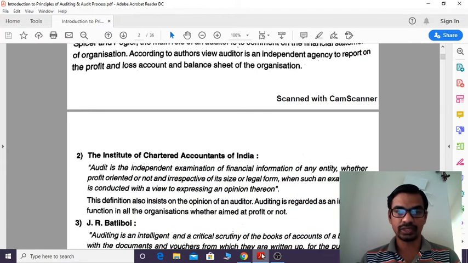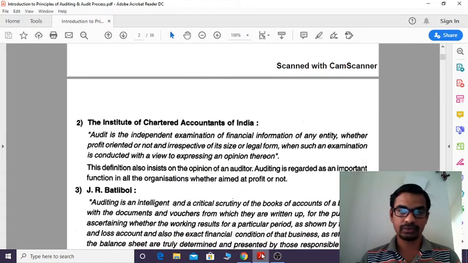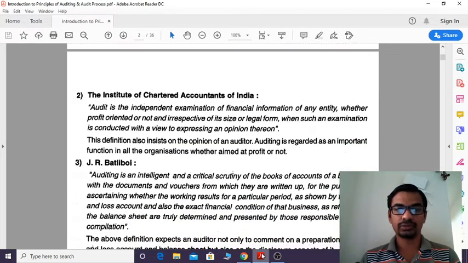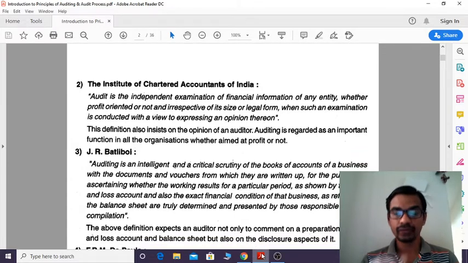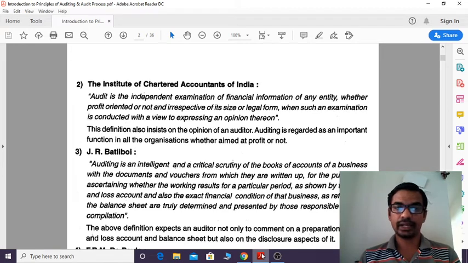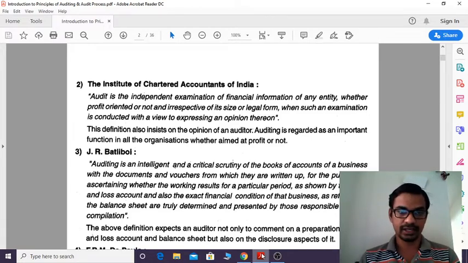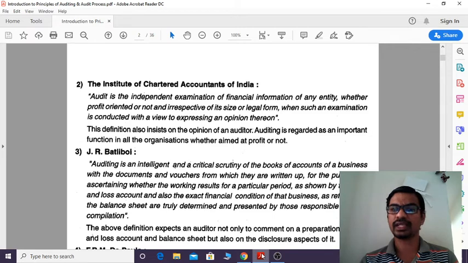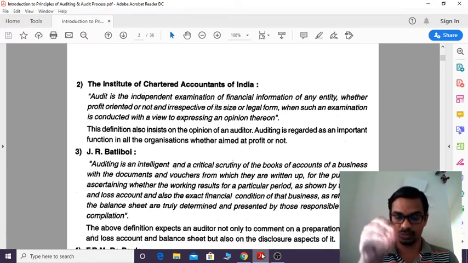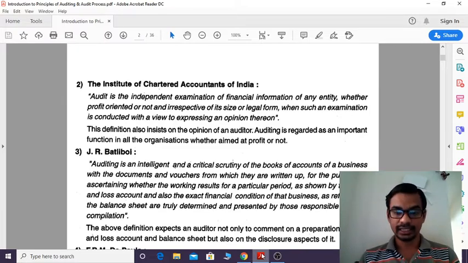They have given definitions of auditing. The most useful definition is mentioned by the Institute of Chartered Accountants of India. What is that? Audit is the independent examination of financial information of any entity, whether profit oriented or not, and irrespective of its size or legal form, when such an examination is conducted with a view to expressing an opinion thereon. So it is the independent examination of the financial information, which is always maintained under accounting, to express an opinion thereon. That is called auditing.